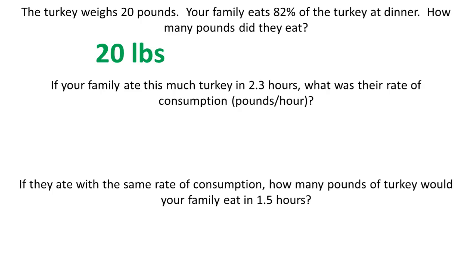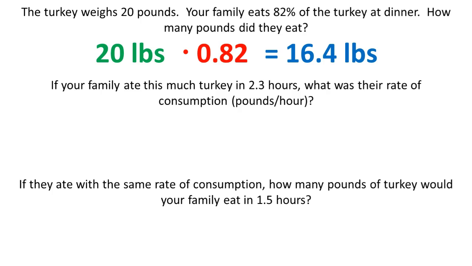So to turn 82% into a decimal, I either divide by 100 or move my decimal 2 places to the left. Multiply that by my original value to get 16.4 pounds. This is the amount of turkey that the family has eaten. If I want to know how much is left, I can take 20, the original amount, minus the amount that was eaten.